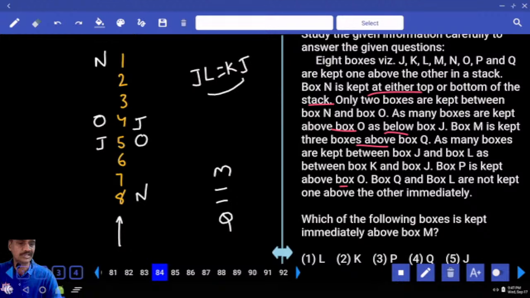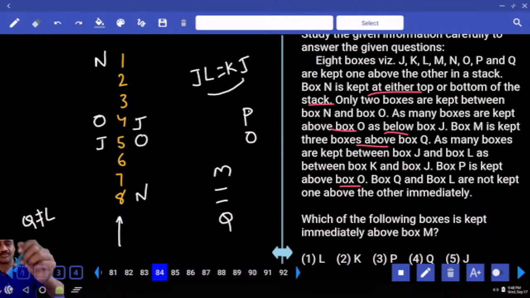Then P is kept above O. Where is this P? P is kept above this O. Q and L are not kept immediate to each other. Now this Q and L, they are not adjacent to each other.